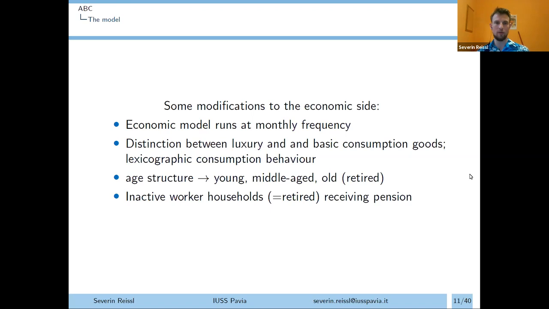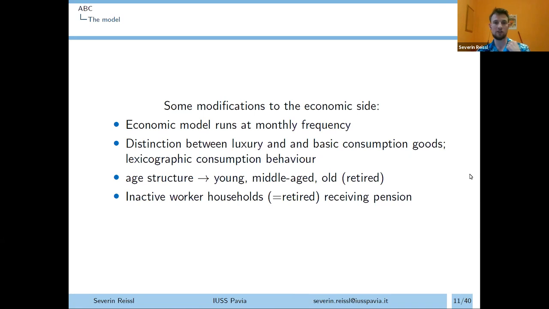So the number of both types of firms is constant over time, and consumers allocate their overall consumption between basic and luxury goods according to a type of lexicographic consumption behavior, meaning that in principle, they want to spend a certain share of their income on the one and the other, with that share being determined by the relative price of basic and luxury goods. However, if a consumer doesn't have sufficient liquidity to finance their entire desired consumption, they will first consume basic goods and then spend the rest of their available liquidity on luxury goods.